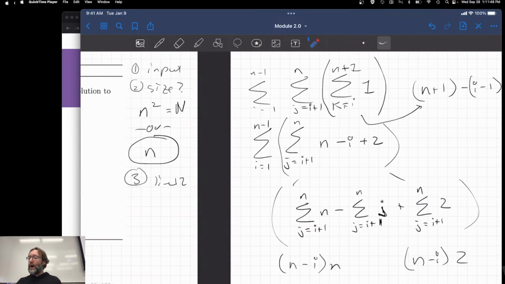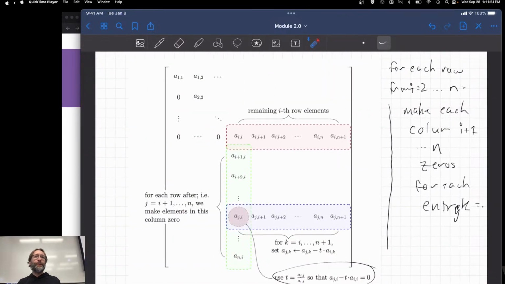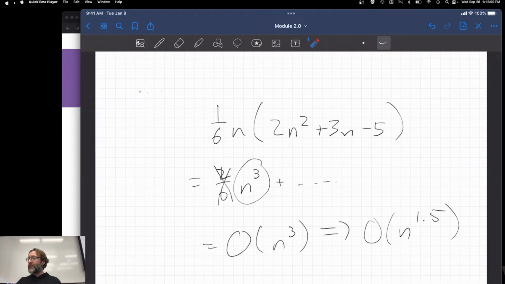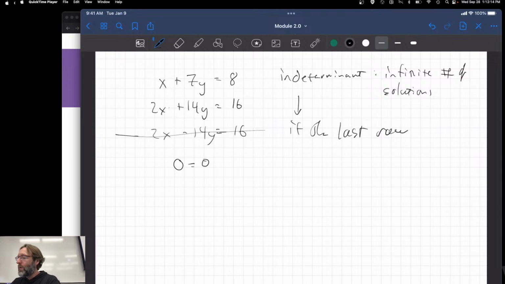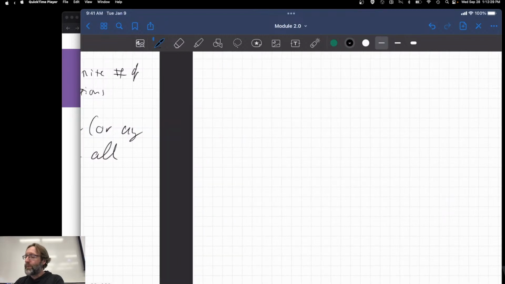Gaussian elimination. How do you know if you have an indeterminate system? What's it going to look like in the end? Well, what did it look like here when we did the simple subtraction? What did the last row look like? All zeros, right? If the last row, or any row for that matter, becomes all 0, then you have an indeterminate system.